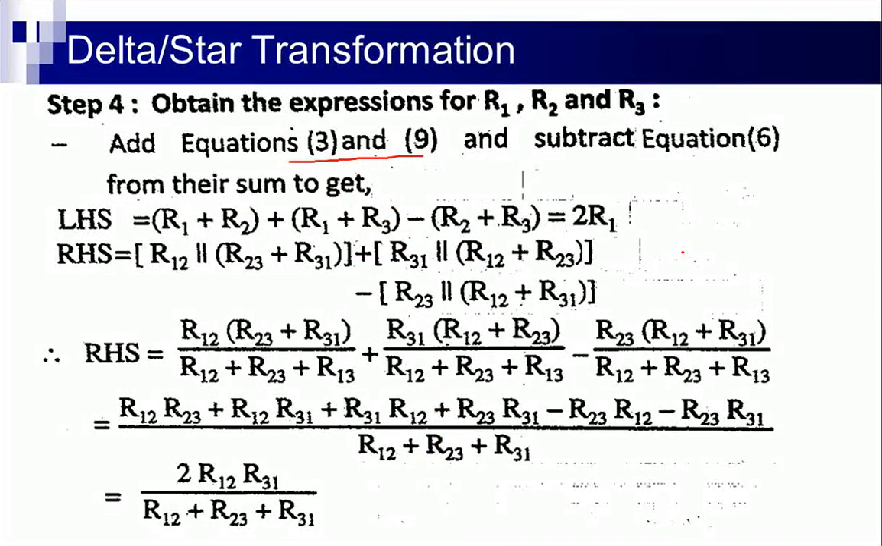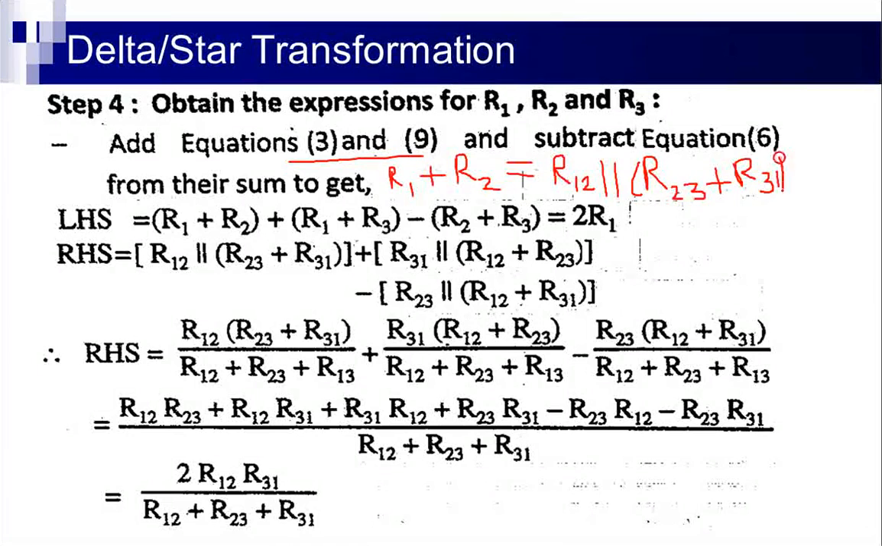While adding, we have to solve the left hand side and right hand side. So see, what was my equation 3? R1 plus R2 is equals to R12 parallel with R23 plus R31. This was equation number 3.